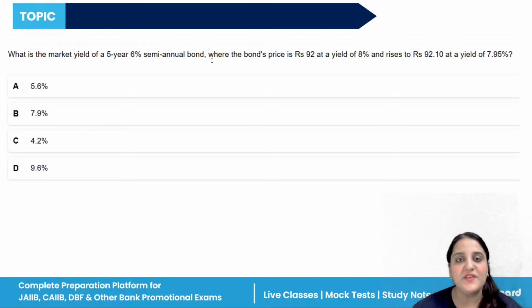Okay. So the next question is asking: what is the market yield of a 5-year 6% semi-annual bond where the bond price is rupees 92 at a yield of 8%, and then it rises to 92.10 at a yield of 7.95%? How to calculate this? Very simple.